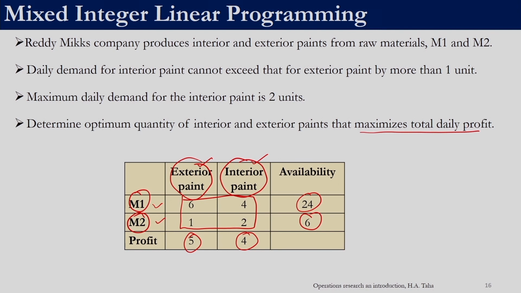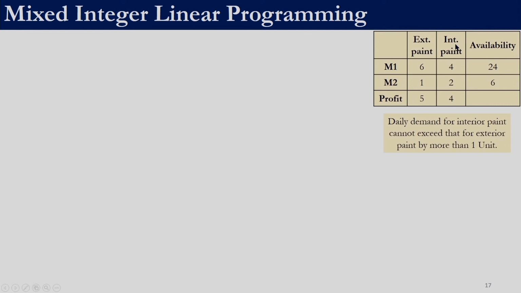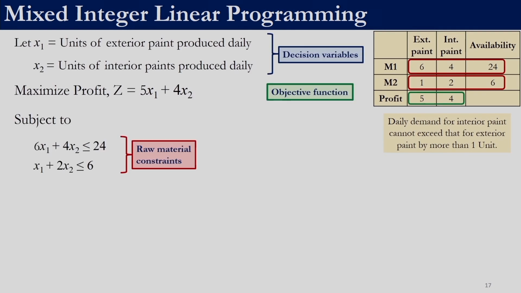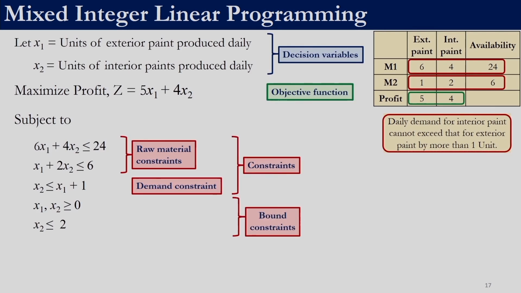There is an additional constraint that the maximum daily demand for the interior paint is 2 units, and the daily demand for interior paint cannot exceed that for exterior paint by more than 1 unit. We had previously modeled this, so we will not get into it again. So, these are our constraints.